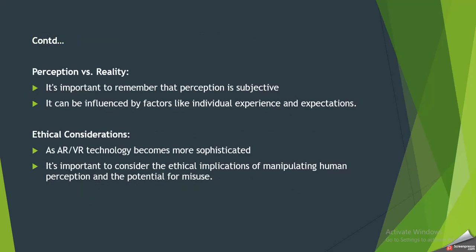And the last two points are perception versus reality. We have a perception, and that should be achieved as a reality. This perception and reality varies among individual experiences and expectations. The last one is ethical consideration. We should not manipulate human perception, and it should not be misused for any other cause. In such a way, the AR VR has to be designed and delivered.